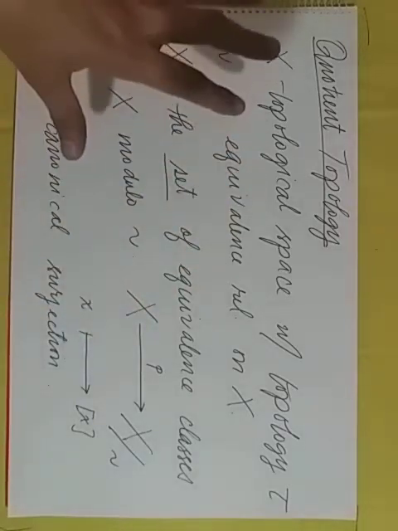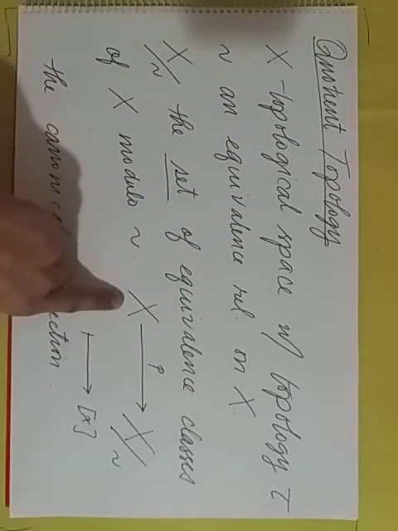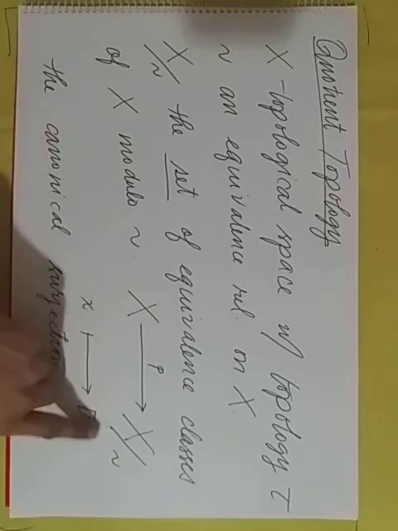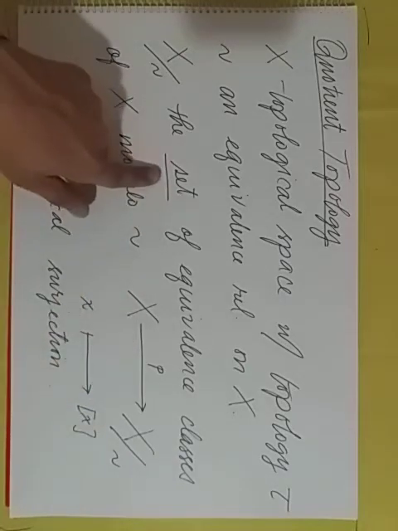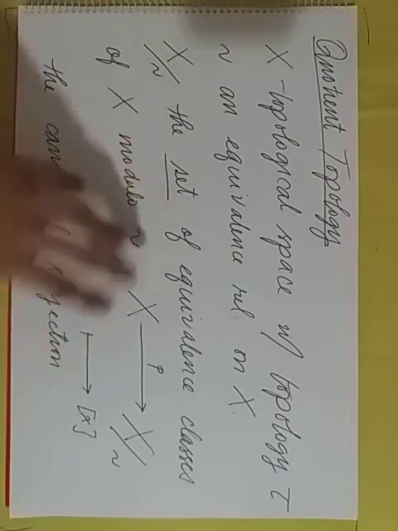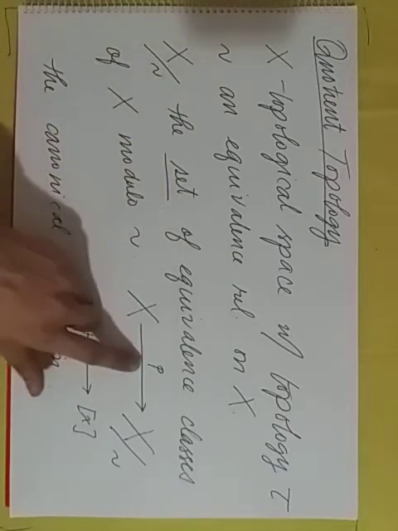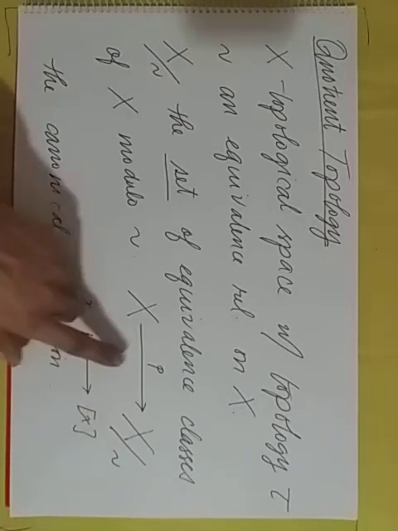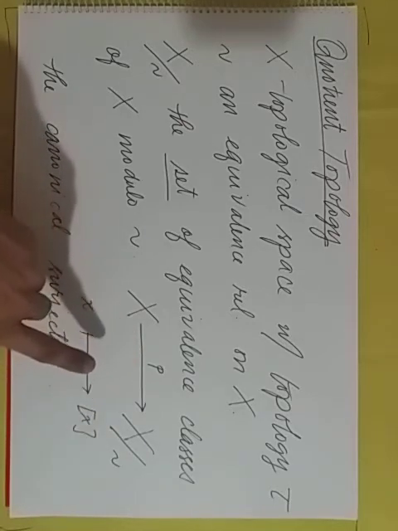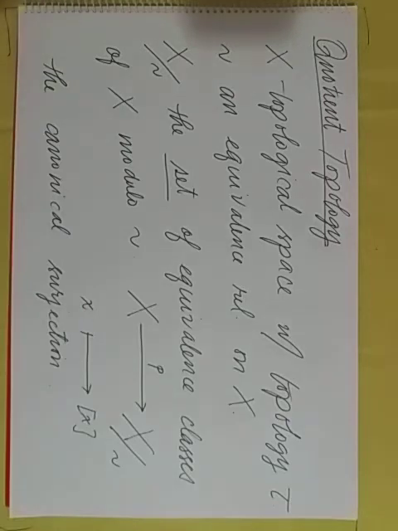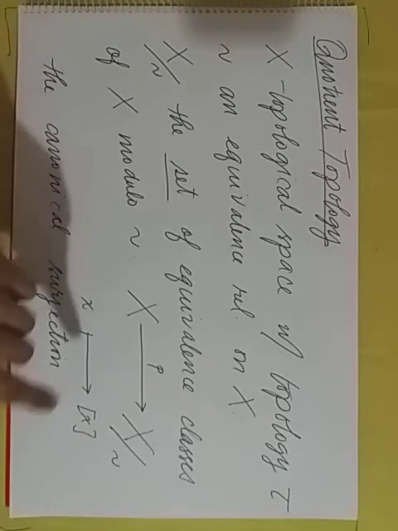Again, let's recall our setup. In this case, X is a topological space. That means it comes with a topology. But X mod tilde is just a set. So at this point, it is just a set. So we might ask ourselves, can we put a topology on X mod tilde so that P is continuous? In fact, the answer is yes. And we can do so in many ways.